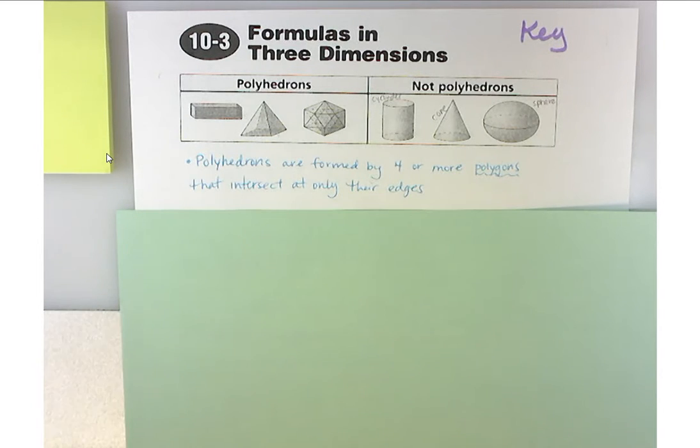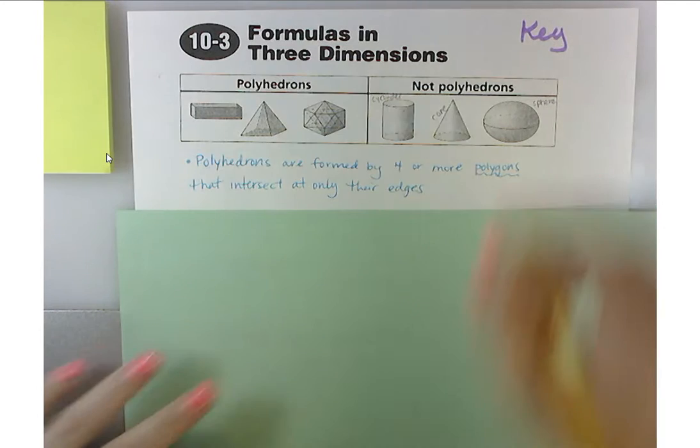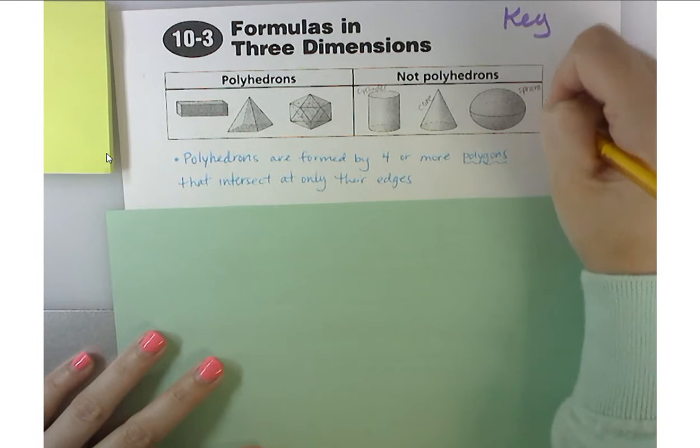So the cylinder and the cone and the sphere, tying back to what we did the other day where we were naming edges, okay, the non-polyhedron, how many edges do those have? None, right? Okay, so if it's not a polyhedron, then there are no edges.